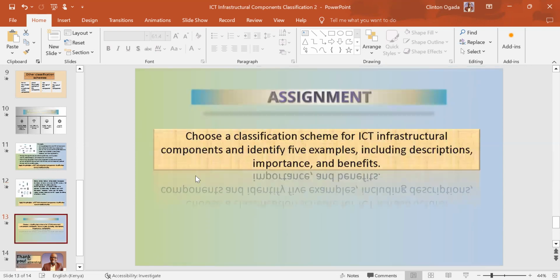So finally, I'll leave an assignment for us. And here is the assignment. Terry, you can read it for the class. Okay. Assignment. Use a classification scheme for ICT infrastructural components.